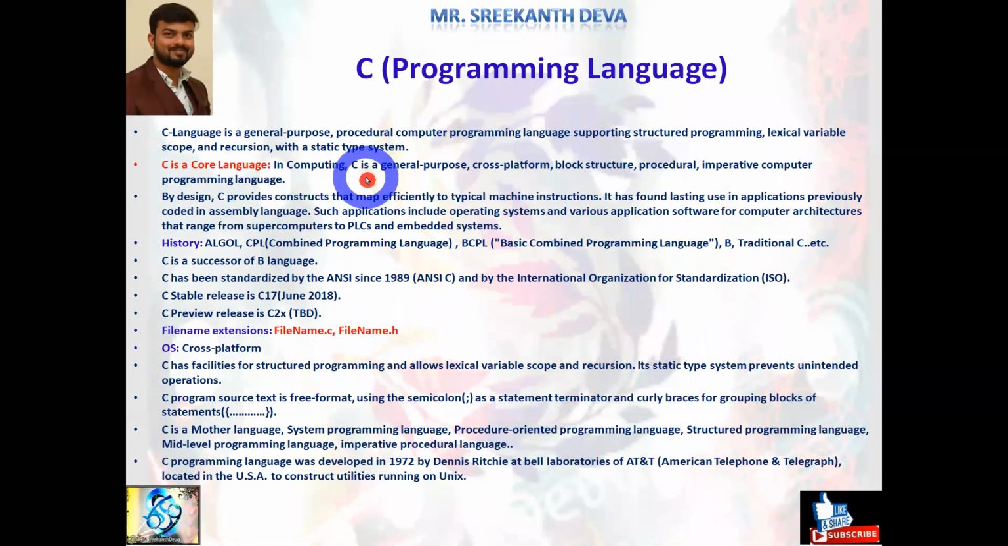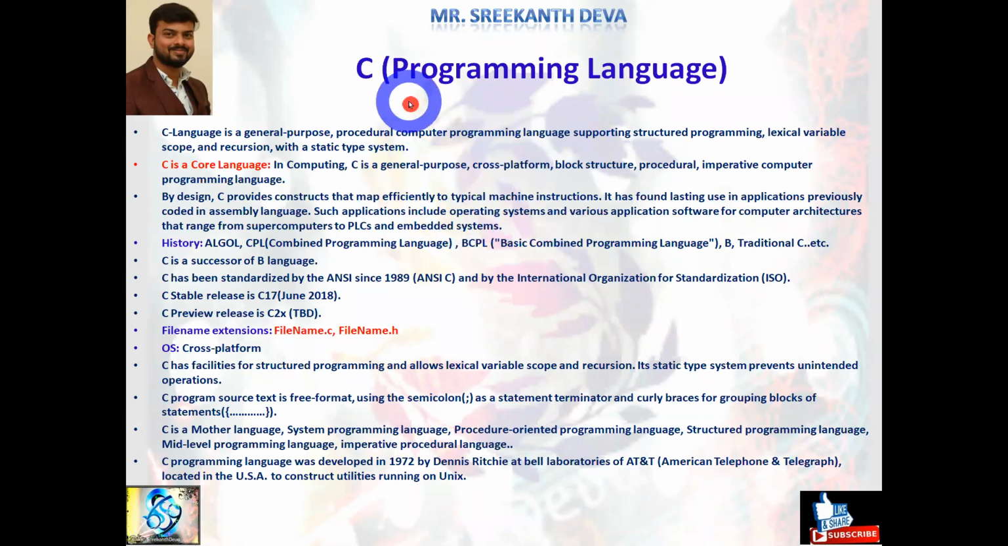In computing, C is a general purpose programming language and it is a cross platform block structure procedural imperative computer programming language. By design, C provides constructs that map efficiently to typical machine instructions. It has found lasting use in applications previously coded in assembly language. Such applications include operating systems and various application software for computer architecture that ranges from supercomputers to PLCs and embedded systems.